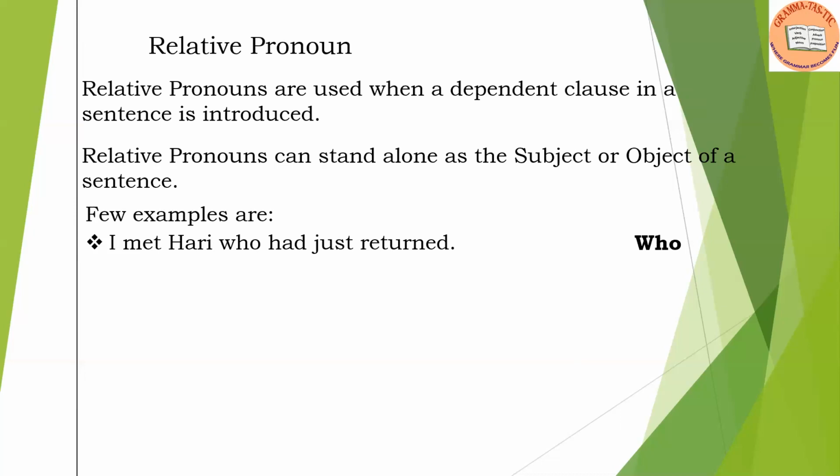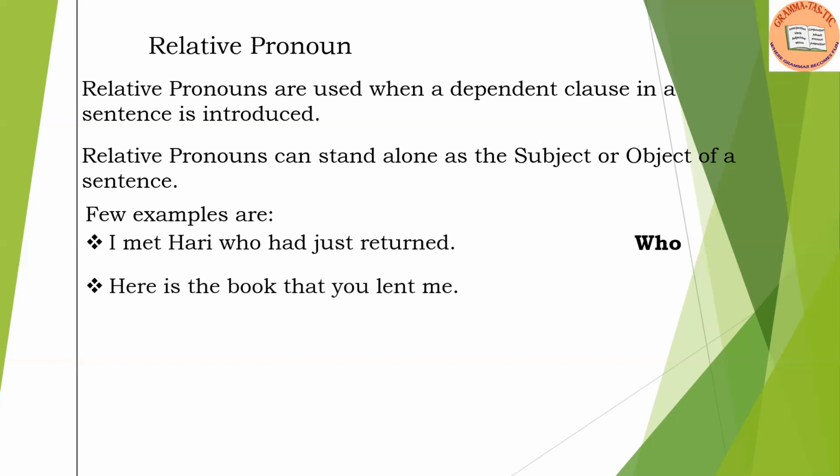So, even if I say I met Hari, it is complete sentence. He had just returned is also a complete sentence. But when we are joining it with making a relation to the sentence, then we are using the word who. So if I say I met Hari who had just returned, then here who is a relative pronoun which is relating both the sentences.